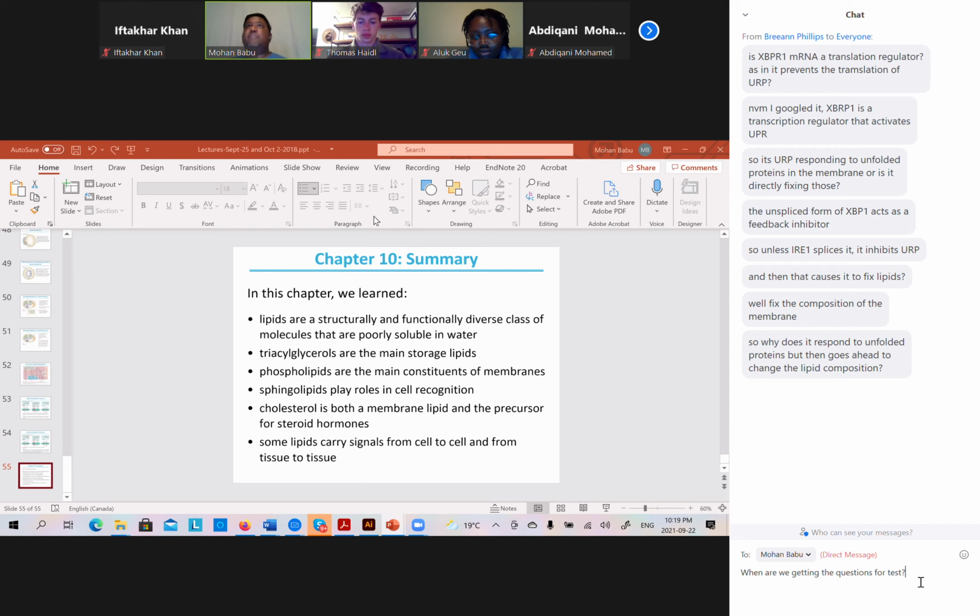The restoration of the membrane means the lipid balance is there, because UPR is activating as a transcription factor, so it activates genes. So maybe there are more transcripts out there that balance out the composition of the lipids, I suppose. We can discuss more about this in the next class. These are very good questions.